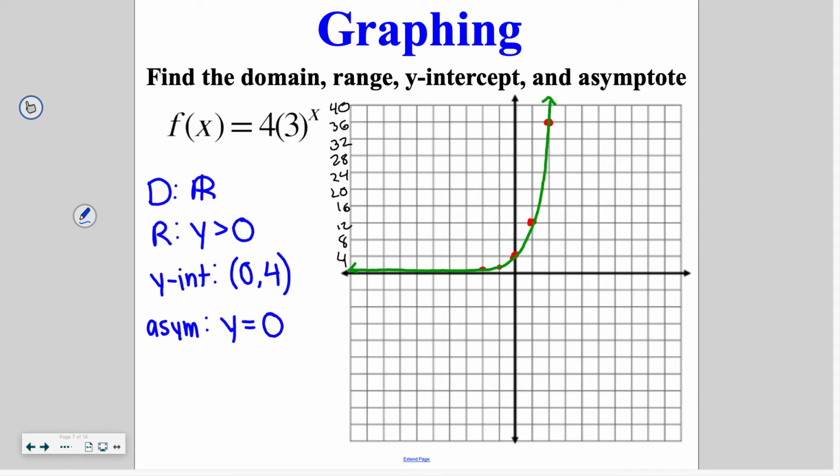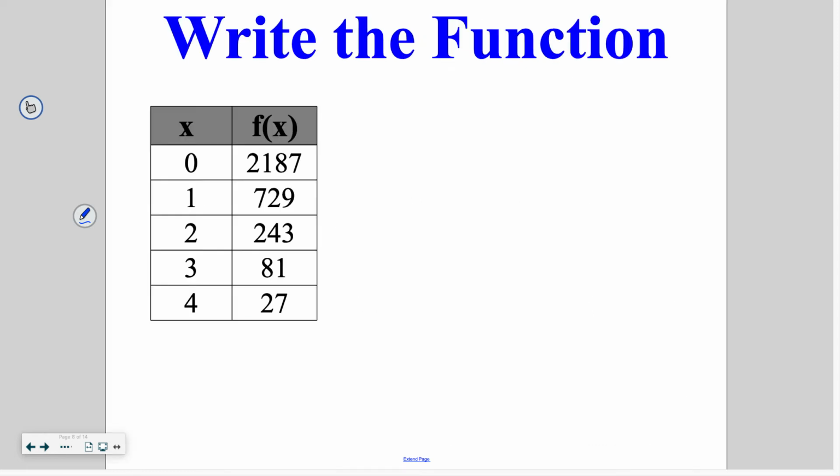So for our table, we have the values starting at -2, which is 0.44 repeating, then -1 at 1 1/3. Then we've got 0 at 4, 1 at 12, and 2 at 36. Again, we have this asymptote right here where it's never actually going to touch 0. Domain is still all real numbers. Y's are still greater than 0. Our y-intercept this time is at (0, 4). And again, our asymptote is that line of y is equal to 0. Now we're going to go ahead and write out these functions.